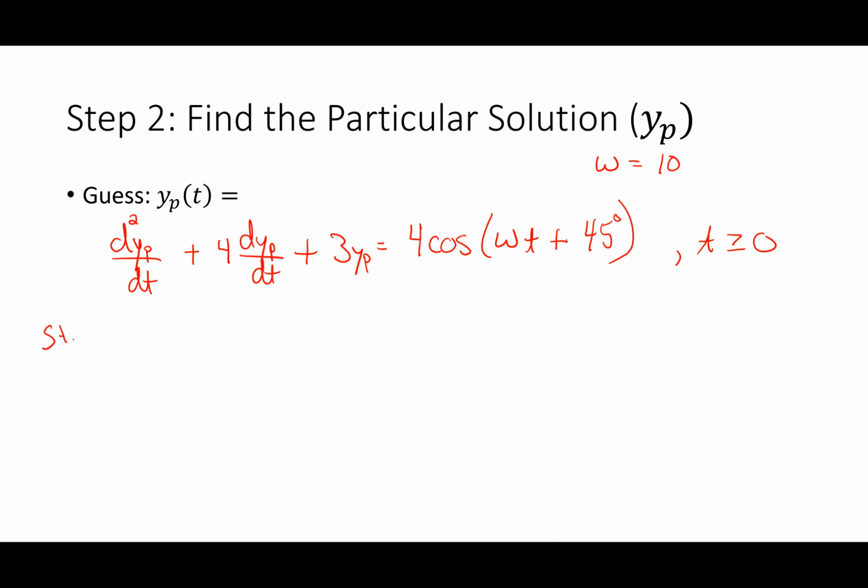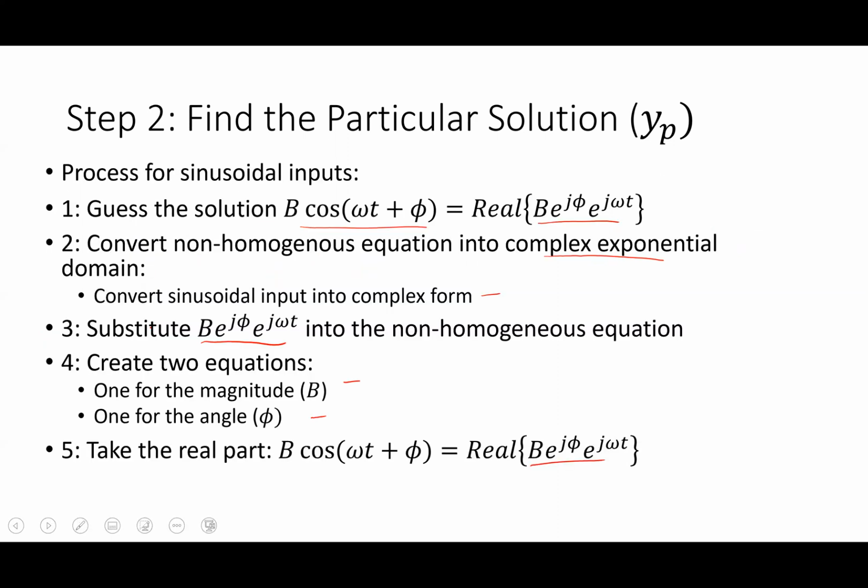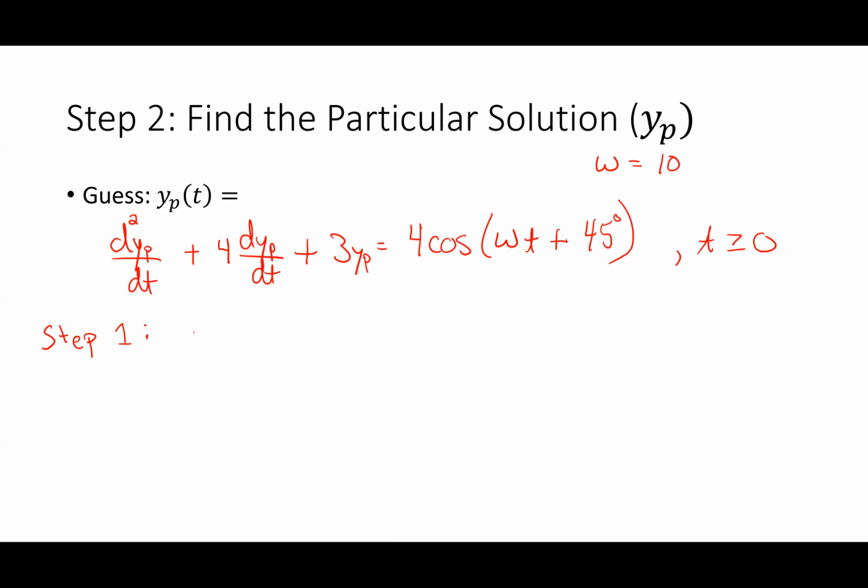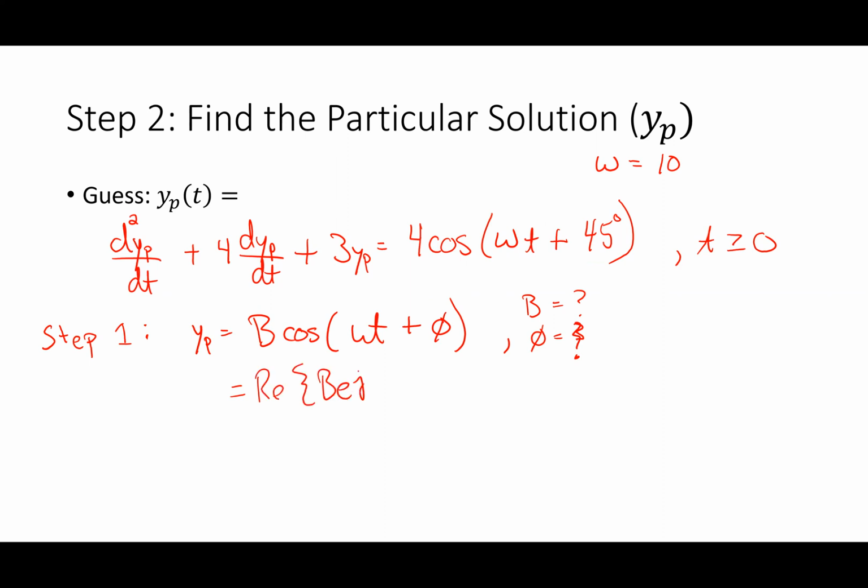So step one in this process, all right, step one was to guess the solution. So in this case, my yp, I'm going to say is b cosine omega t, where omega is 10, plus phi. The things I don't know here are b and phi, right? These are unknowns, okay? And I said this guy is the same thing as the real part of b e to the j phi e to the j omega t. You need to get really comfortable with that relationship.